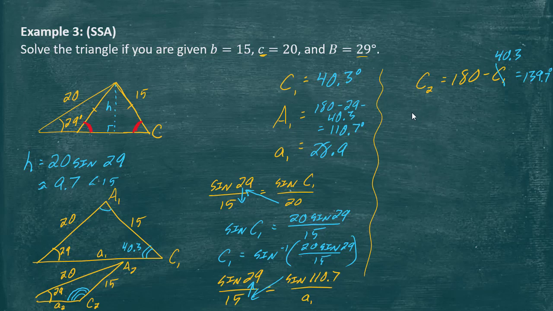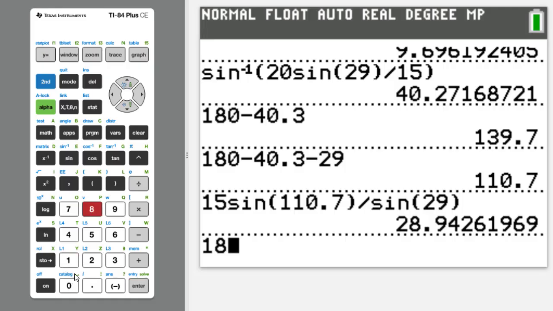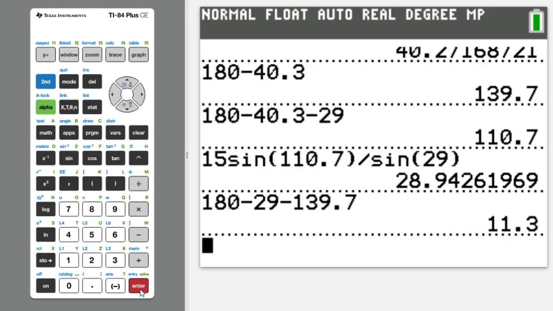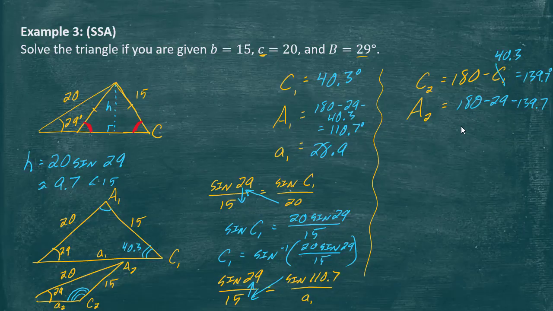Now if we go with our second solution situation, just like before, I technically have 2 out of the 3 angles. So for this one, it's going to be 180 minus the original 29 that we knew, but now also minus the obtuse angle C2 of 139.7. And if I go ahead and subtract those, 180 minus 29 minus 139.7 gives us our last angle to be a really, really tiny one, 11.3.